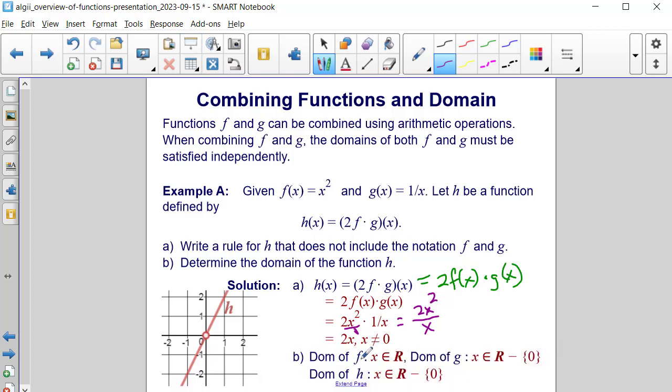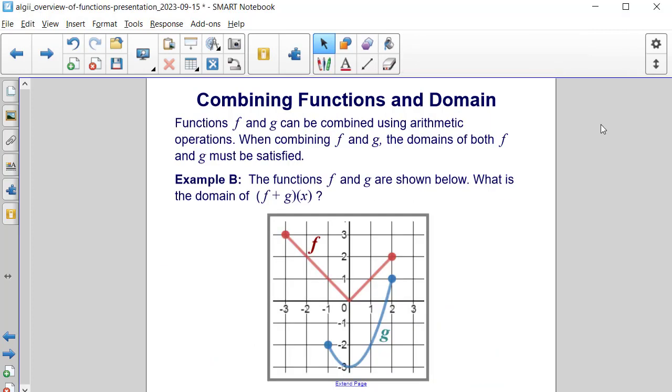So then the domain for f is all real numbers, and the domain of g of x is all real numbers excluding 0. Therefore, the domain of h is going to be equivalent to the domain of g because it had that exclusion piece of not including 0. If you were to write this in interval notation, it would be for x contained in negative infinity to 0 in union with 0 to infinity.